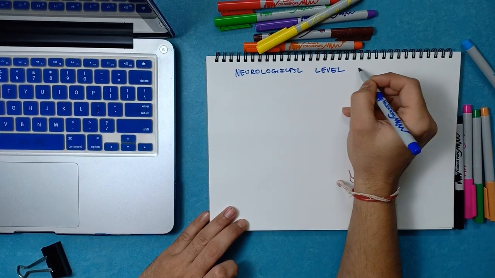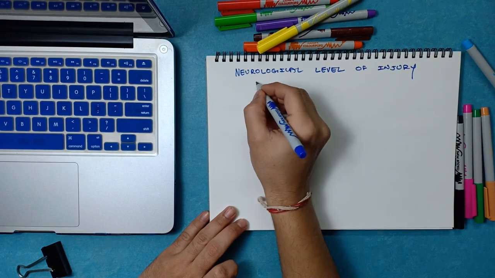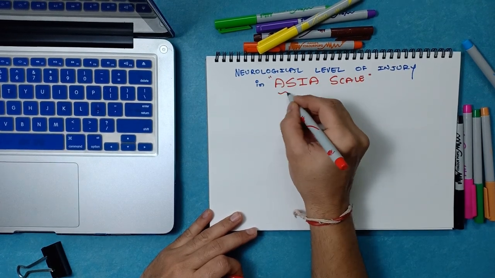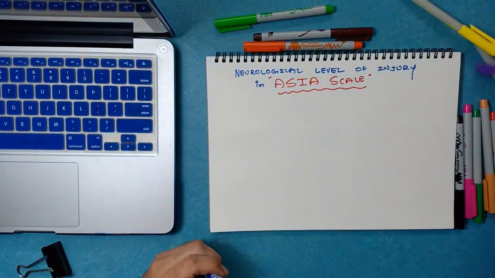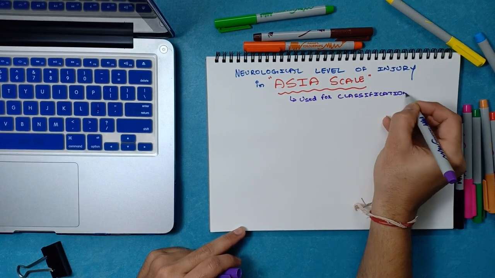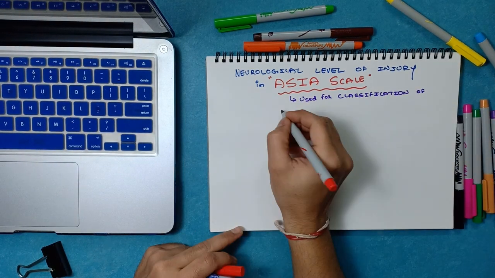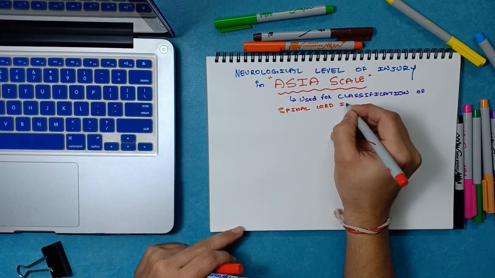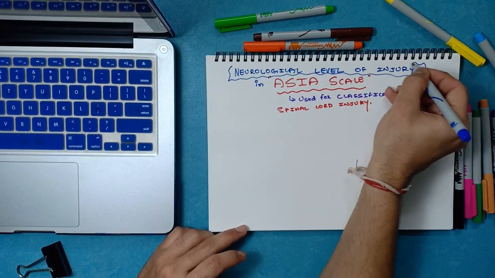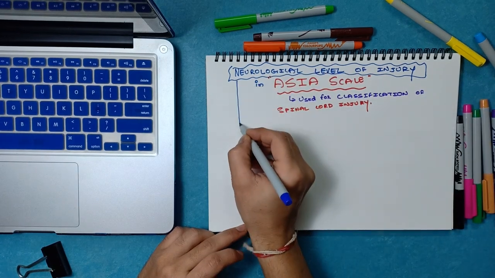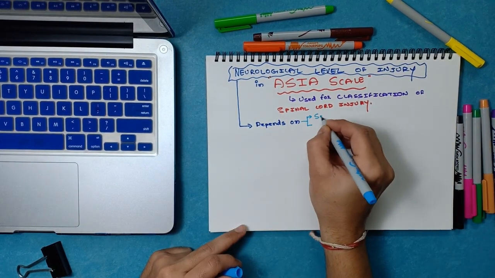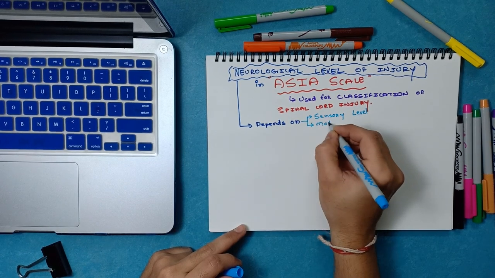So today's topic is neurological level of injury, how to identify which neurological level is involved in a patient of spinal cord injury. Basically, the neurological level of injury is one component of the ASIA scale. The ASIA scale is the American Spinal Cord Injury Association scale, and it was developed by the International Neurological Classification for Spinal Cord Injury. Mainly we can say the ASIA scale has been divided into evaluation of sensory level, motor level, neurological level of injury, and completeness and incompleteness of injury, and ultimately you classify the client into five different grades, which are ASIA scale A, B, C, D and E.